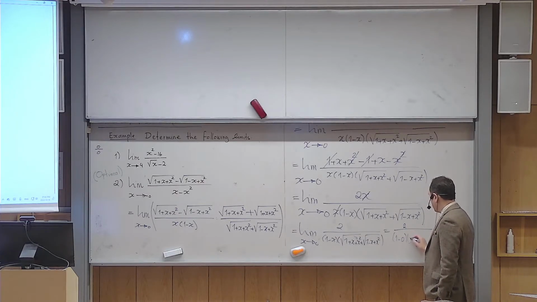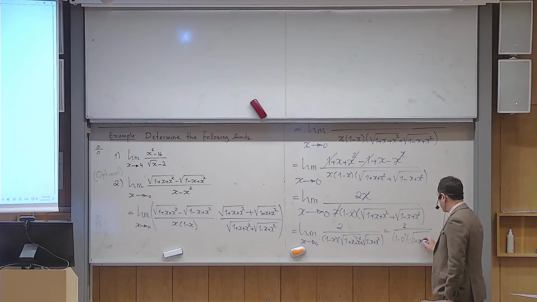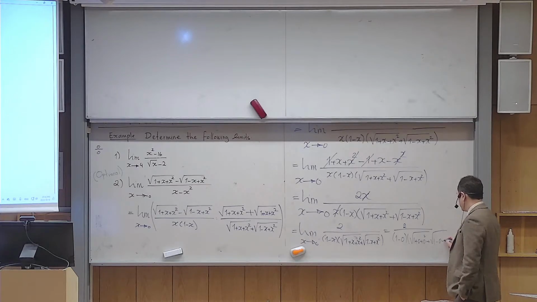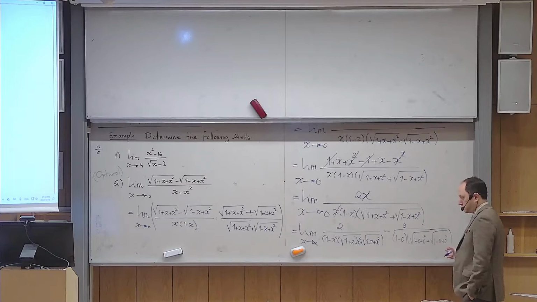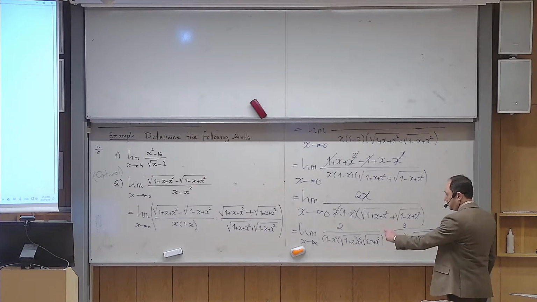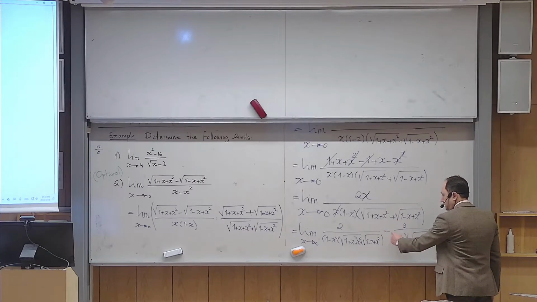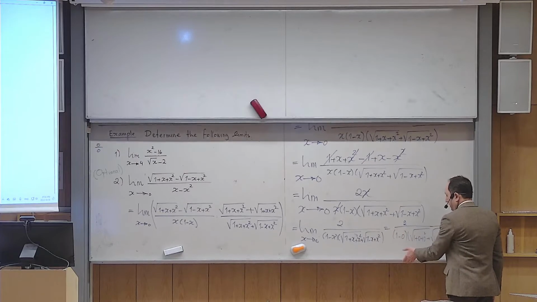1 minus 0, square root of 1 plus 0 to power 2, plus square root of 1 minus 0 plus 0 to power 2. By the way, you really don't need to write this part. Okay? But it's extremely important. You have to drop the limit sign at the very last stage.